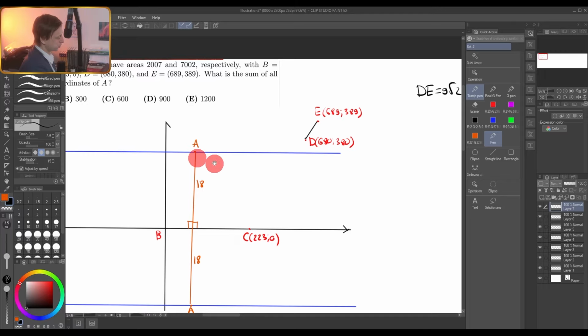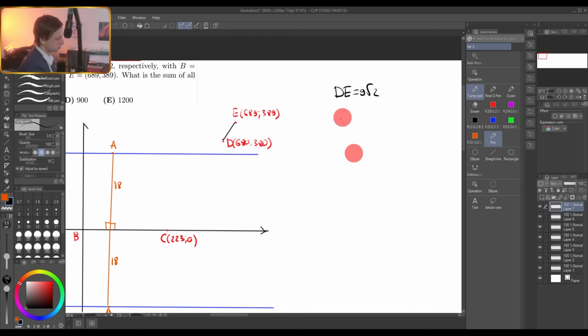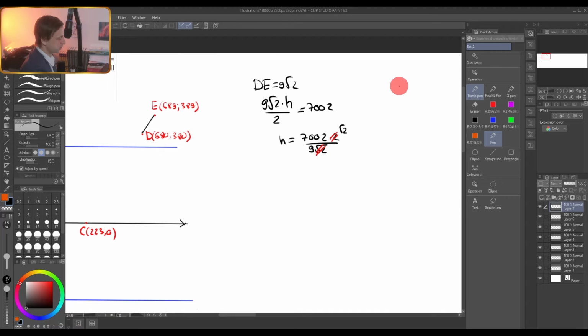And if you want to calculate the area, you will do the same. You drop a perpendicular from A to the line that contains DE, and you multiply the length of this perpendicular times DE. So 9 square root of 2 times the length of the perpendicular over 2 should be 7002. So let's calculate this h. h will be equal to 7002 times 2 over 9 square root of 2. Here the square root of 2 and 2 I can divide, and it will be square root of 2 here. And 7002 obviously is divisible by 9 because the sum of digits is divisible by 9. And let's quickly divide it.